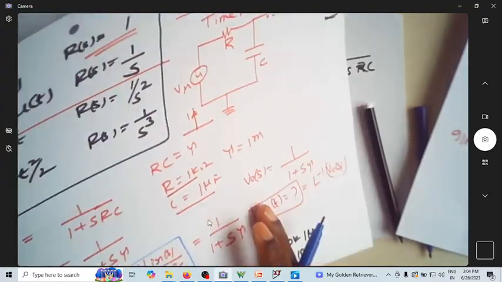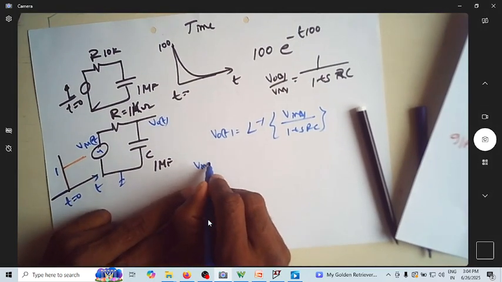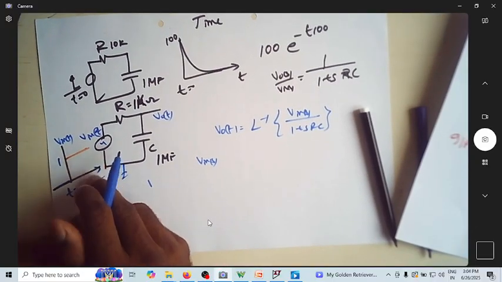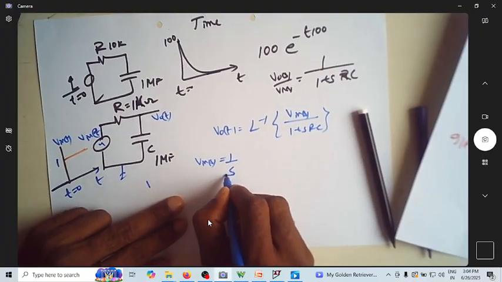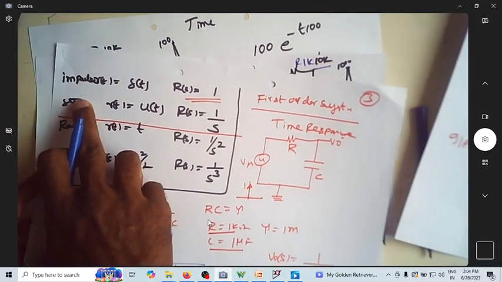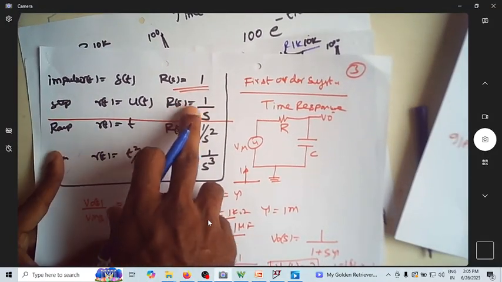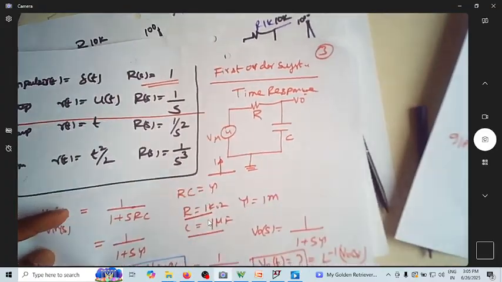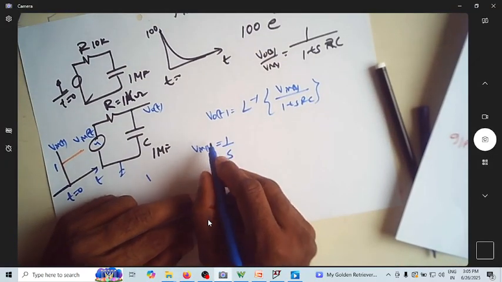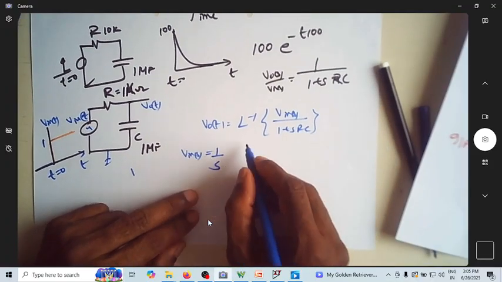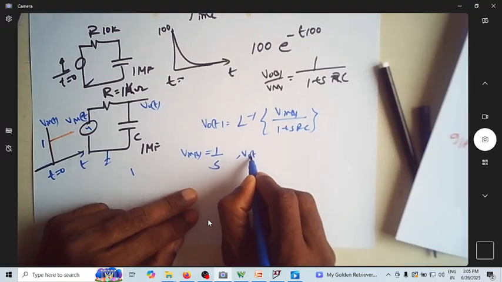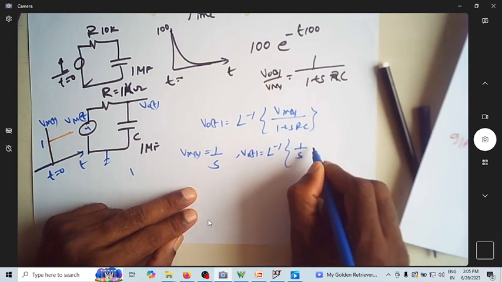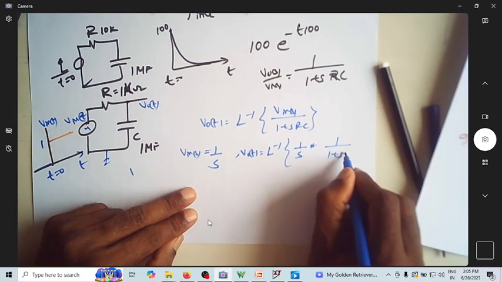So what is v in of s for a step input? This is v in of t. It is a unit step input. Then v in of s will become 1 over s. So that's what we discussed here. If the input is a step input, its Laplace is 1 over s. If it is an impulse, its Laplace was 1. So that's why we substituted 1 in the previous case. Now since it is a step input, v in of s becomes 1 over s. So what is v naught of t now? v naught of t is the Laplace inverse of v naught of s, which is 1 over s multiplied by 1 over 1 plus src.